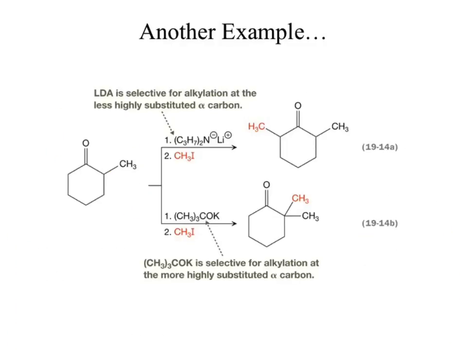I'm not sure why this one's here in this order. That doesn't make any sense. I must have copied and pasted wrong. This is looking at our selectivity, our base choices for kinetic versus thermodynamic enolates, which we did talk about when we first looked at our enolates. That top one is our LDA.